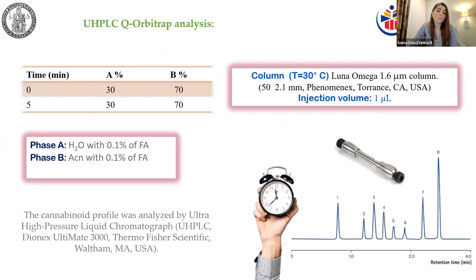The mass spectrometry analysis has a runtime of only 5 minutes and is an isocratic method. The mobile phase is a very simple solvent, water and acetonitrile, both with 0.1% of formic acid, and in this way we can separate all the compounds in the extract.